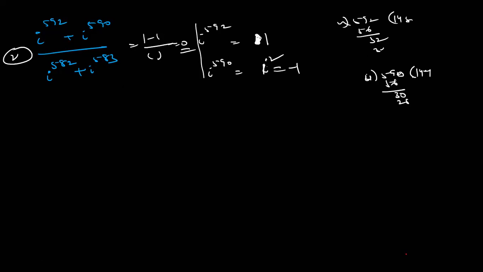Okay. Question number 4. So these types of questions are asked. (2 minus 3i) into (3 plus 4i) is equal to a plus ib. Find a and b.